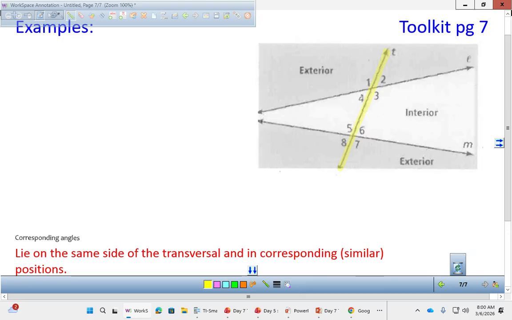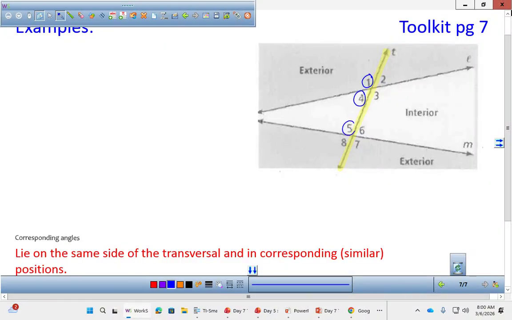Make sense so far? All right, so if I'm looking for angles on the same side of the transversal, angles 1, 4, 5, and 8 are left side angles. And angles 2, 3, 6, and 7 are right side angles. So that's the first part of the definition. It says they have to lie on the same side of the transversal. So when I pick a pair of corresponding angles, they're going to either both have to be blue or they're both going to have to be red. That's the first part. The second part says they lie in corresponding similar positions.